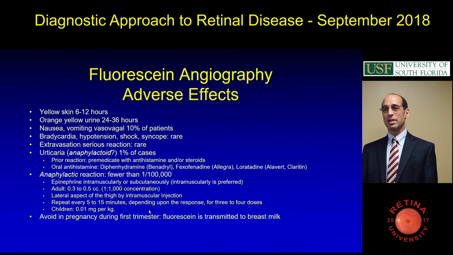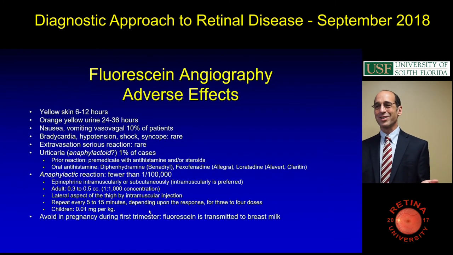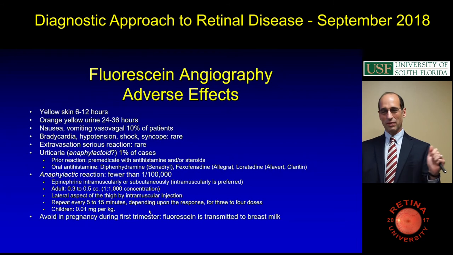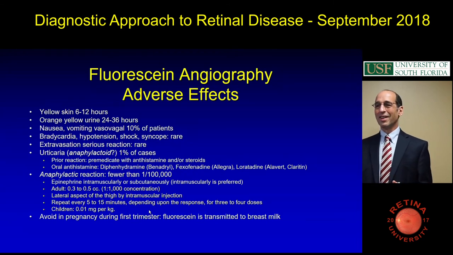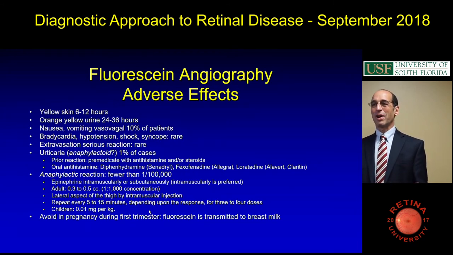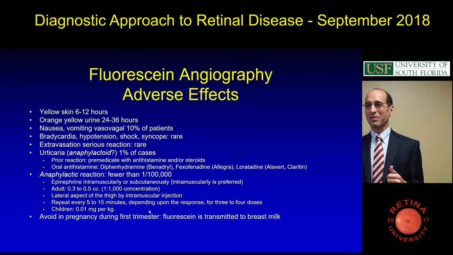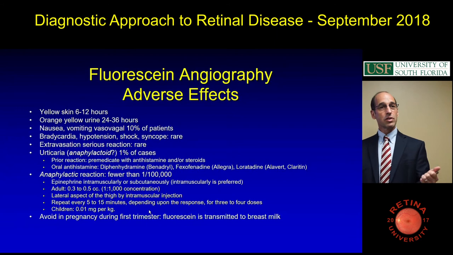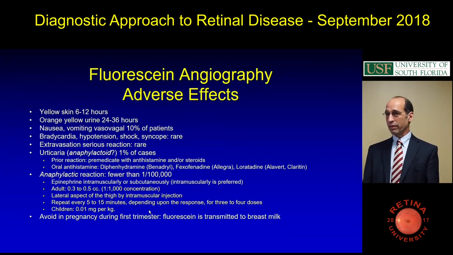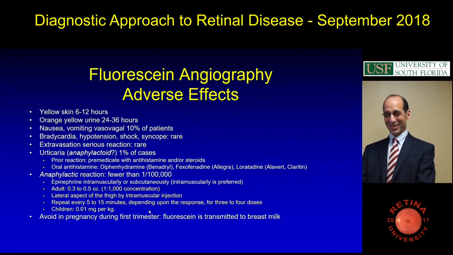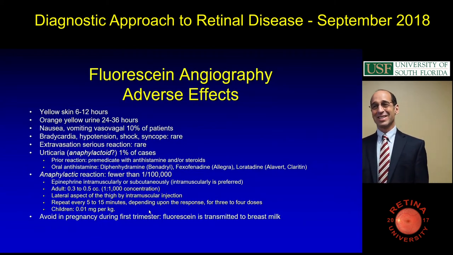Adverse effects of fluorescein. Your skin turns yellow. I always thought it'd be good to go clubbing after fluorescein, because if you get under the blue lights, you'd glow. And then your urine's bright yellow, which is what my staff tells people because it freaks them out. Nausea and vomiting is not uncommon, especially in children. So if you're doing a fluorescein in like a 12-year-old, I inject the fluorescein and I give them a garbage can and I get out of the room because they always throw up. And my staff's like, oh, you'll be okay.